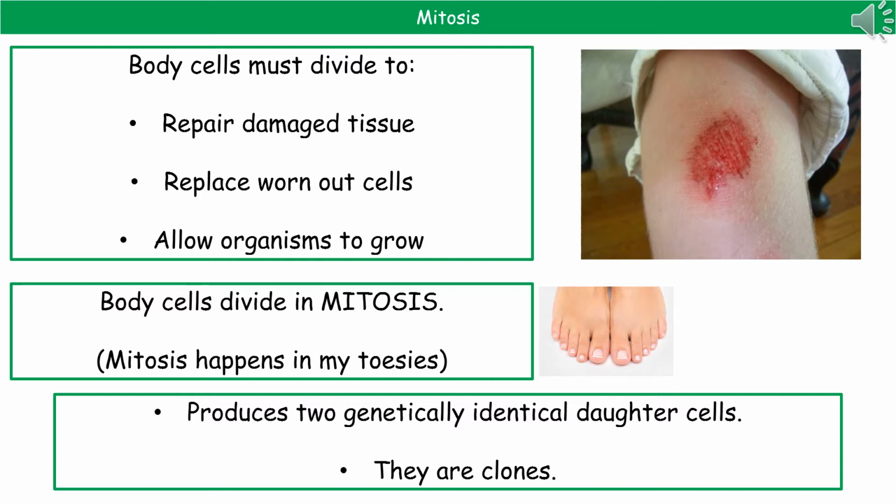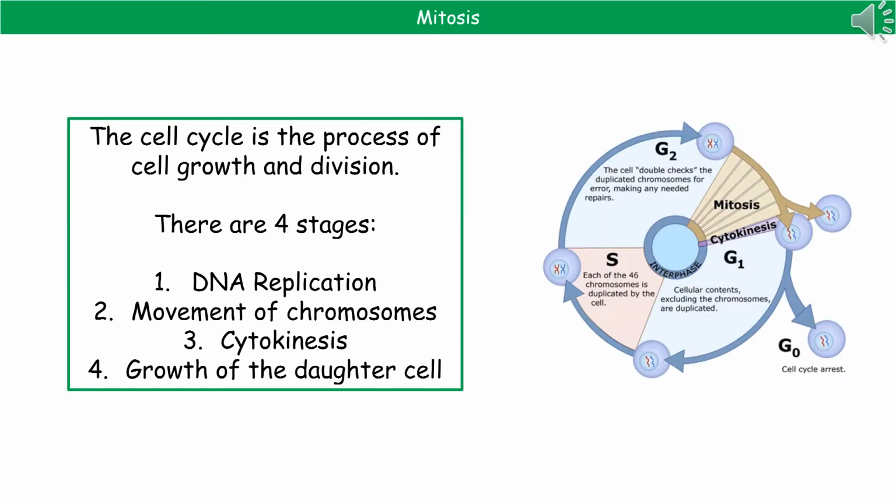Easy way to help you remember, one of your body parts, your toes: mitosis happens in mitoses. Two things that we need to remember about mitosis: they produce genetically identical daughter cells, and they are clones, which is just a genetically identical cell.